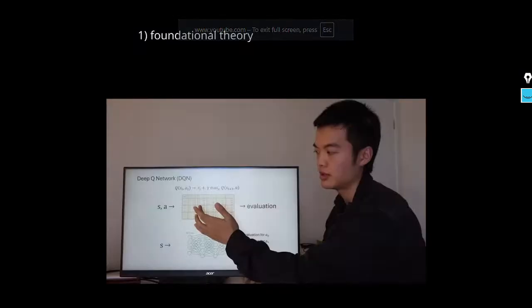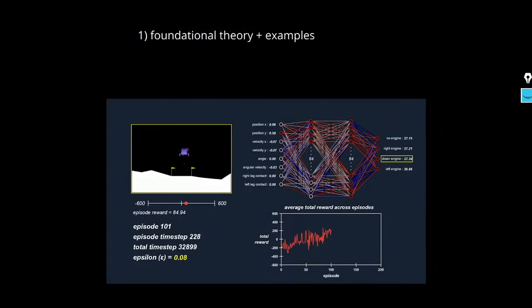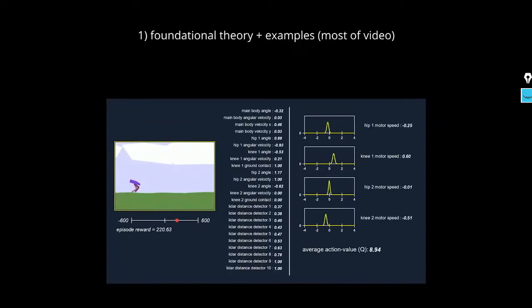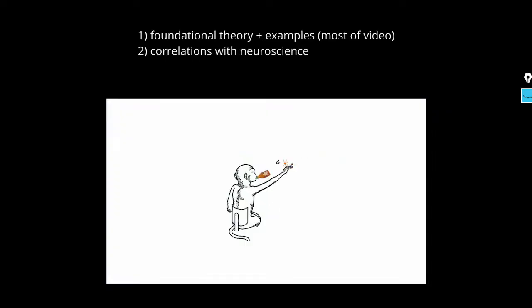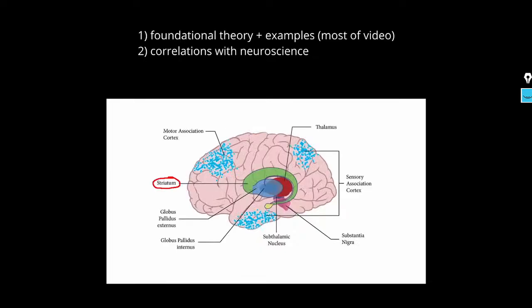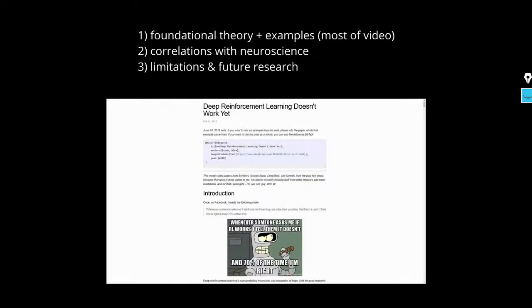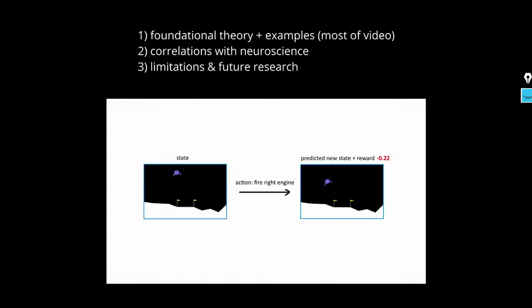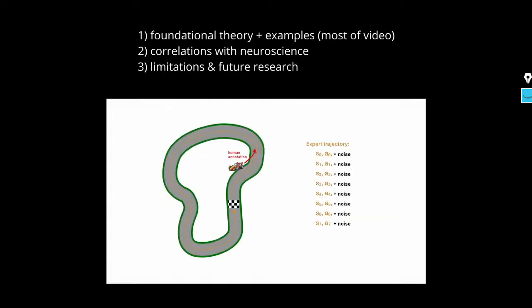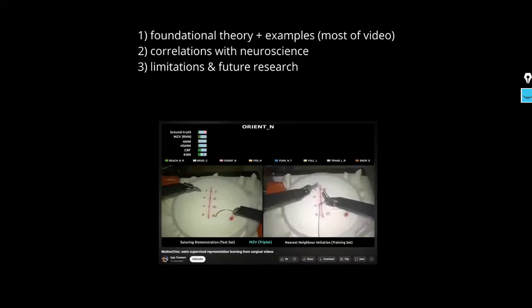We will go over much of the foundational theory and math, while demonstrating it in practice with a series of example tasks that gradually increase in complexity. That will be the bulk of the video, and then following that, we will cover the interesting correlations between reinforcement learning and neuroscience, and how the brain works. And then we will talk about the aspects in which reinforcement learning is still lacking, and some of the directions of future research that I think will be of great help.